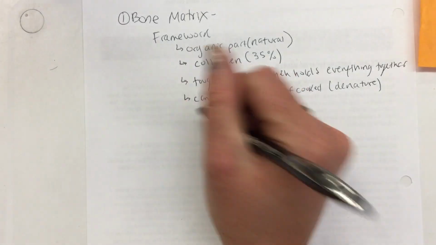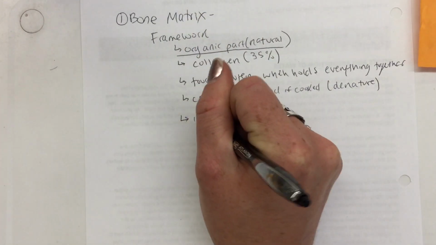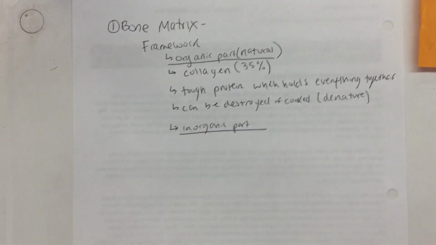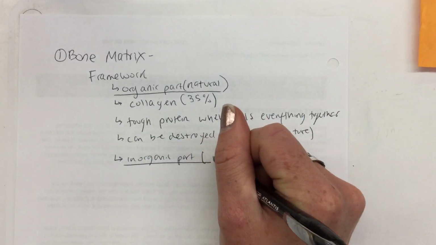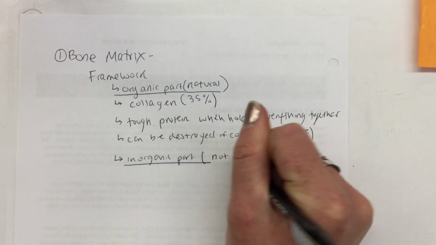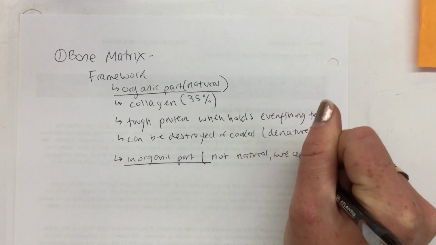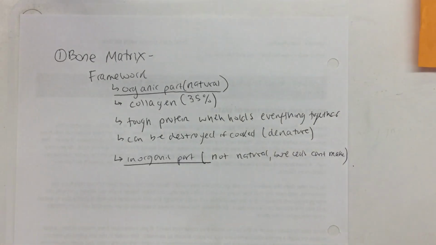We also have an inorganic part. Oops, I should underline that. And here's the next part, inorganic part. So this means it's not natural. The bone cells or osteocytes cannot make it. Okay, so it's not natural. The bone cells cannot make it.